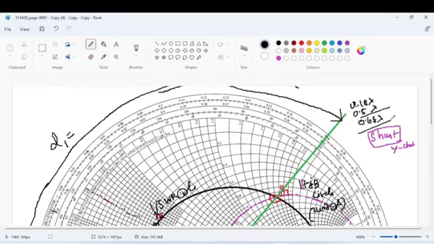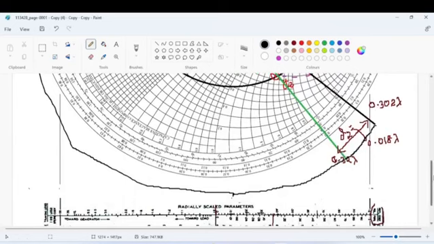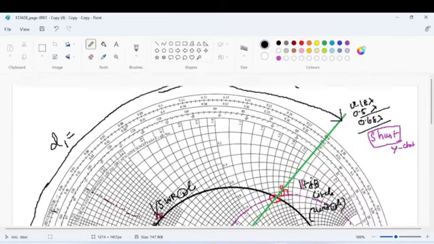So 0.68 lambda. From 0.68 lambda, which value should be subtracted? 0.302 lambda, right? So 0.68 minus 0.302 lambda. What is the value? That is nothing but 0.68 lambda minus 0.302. So d2 is equal to 0.378 lambda, not 0.278, 0.378 lambda, right? So this was the distance d2.